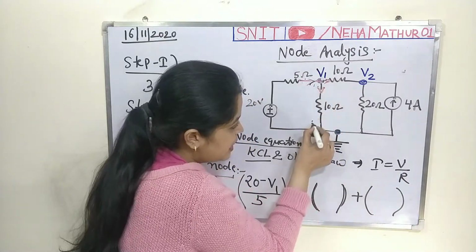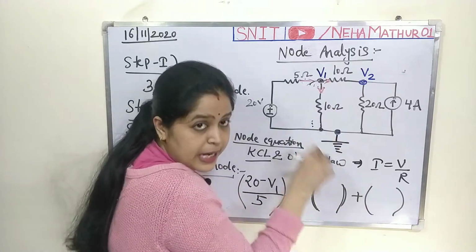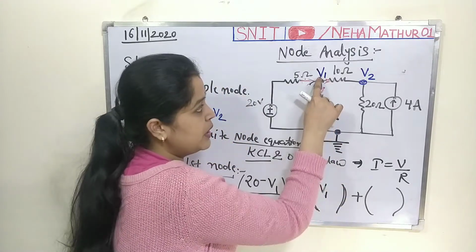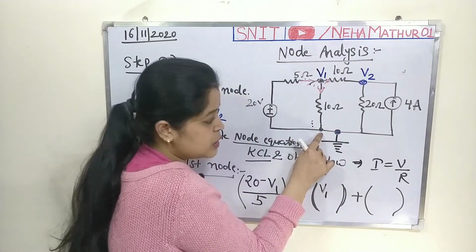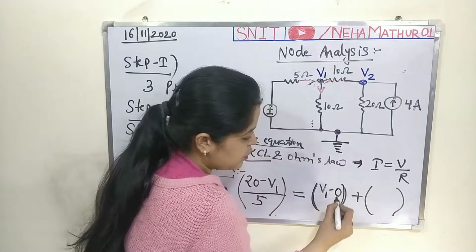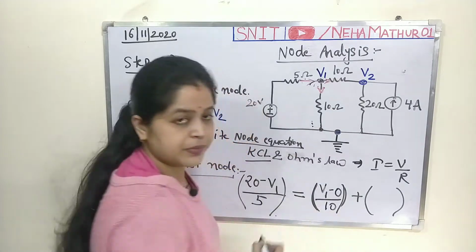So for this branch the current starting from here and ending at this point, that means the voltage will be V1 at that point, minus the voltage at this point, and this is the reference point where voltage is going to be 0. So V1 minus 0 divided by resistance, that is 10.